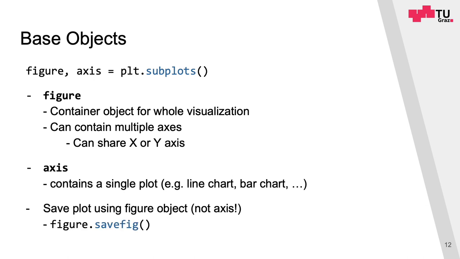And you can then save the whole plot, so the whole figure, using the figure object and not the axis object. So you can type, for example, figure.savefig. So you need to call the savefig method. All right, so that's the difference between those two objects. So the figure object contains the whole visualization. So for example, you can have multiple plots in one figure. And yeah, if you want to store the whole figure, you need to call savefig on the figure object.